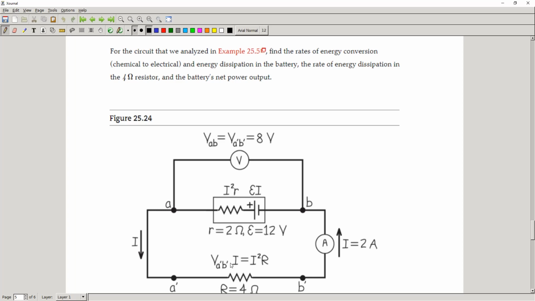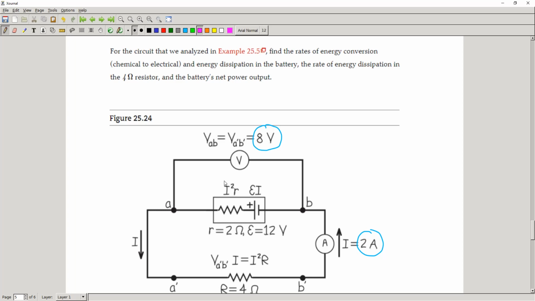Now, I'm kind of confusing myself here because I'm looking at the old diagram, but they have additional stuff added in here. So maybe what I'll do is I'm gonna highlight some of these things. So originally we didn't know that this was 8 volts, and we didn't know that this was 2 amps. This is what we calculated in 25.5, right? So in 25.5 we calculated 8 volts and we calculated 2 amps, and we found those answers.